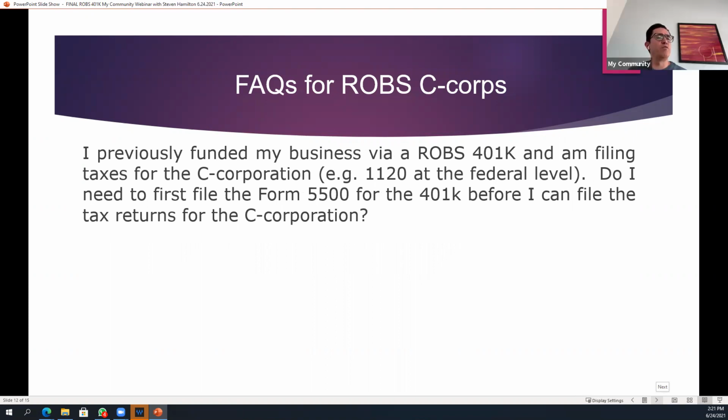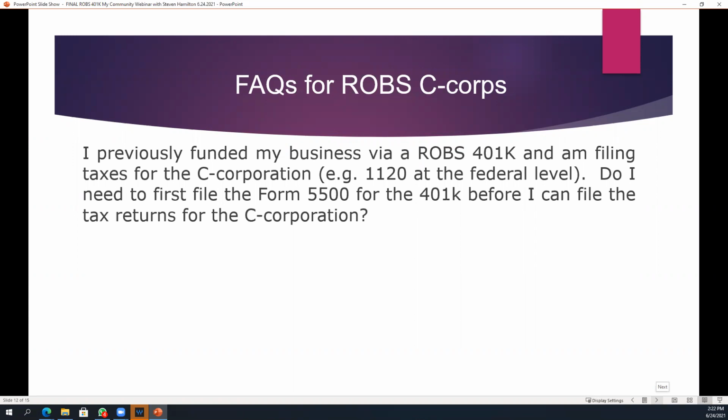Next question. I previously funded my business via a ROBS 401k and am filing taxes for the C Corporation, 1120 at the federal level. Do I need to first file the Form 5500 for the 401k before I can file the tax returns for the C Corporation? No, you will not need to file the Form 5500 before you can file the C Corp return.